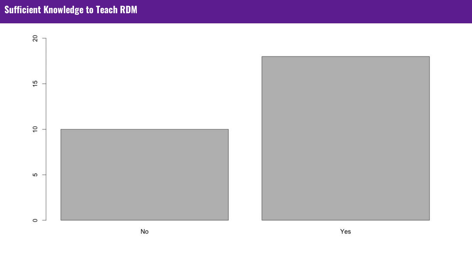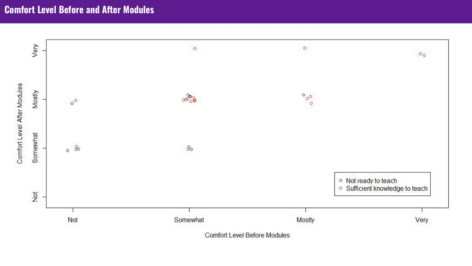But then the big question: did they feel they had sufficient knowledge to teach research data management? 10 said no, 18 said yes. This looks at the comfort level after the modules versus before and breaks it down by the red dots, who felt they had sufficient knowledge to teach, and the black, not ready to teach. So even people who started out before the modules with no comfort level, a couple of them felt they were ready to teach. Even if they started out with a relatively low level, somewhat comfortable, most of those people ended the modules feeling that they could teach, and for the mostly and very comfortable, almost all but one.